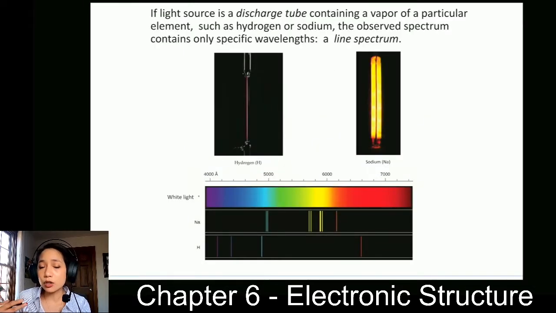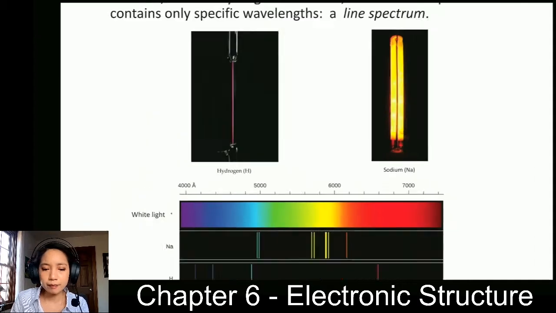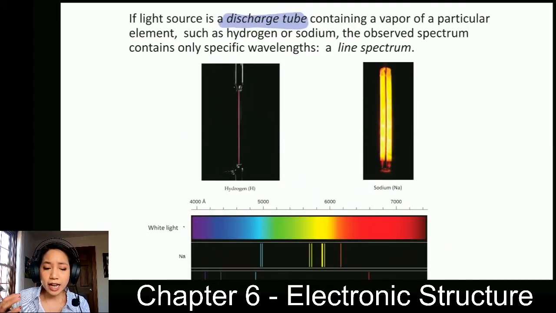So, how scientists use light to understand atoms and electronic structure a little bit more is through the use of discharge tubes. A discharge tube is filled with the vapor of one element. In this example, we have a hydrogen discharge tube, so it's just a tube filled with hydrogen, and in this one, it's a tube filled with sodium gas, sodium in the vapor phase. In this discharge tube, we supply some energy to it, and what happens is that the tube glows, kind of like a neon sign. And we've talked about this before. Neon signs are filled with the element neon gas, and we put energy through it to energize those electrons.